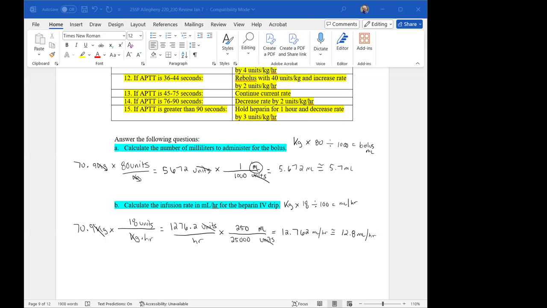When you are dealing with drop rates, right? Remember, you did drop rates last semester. So you can't give someone a partial drop. Okay. You have to give them a whole drop. So if it's 20.2 drops per minute, it's 20 drops per minute. You can't give them a partial drop. If it's 20.5 drops per minute, you round that up to 21. And so that's how you would handle rounding.